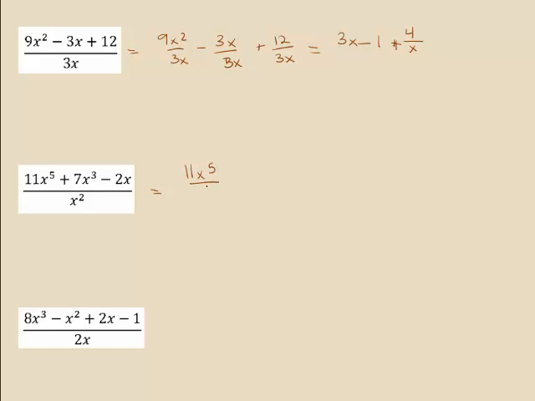Here I have 11x to the fifth over x squared, 7x to the third over x squared, and 2x over x squared. Since there's no coefficient on the x squared, we keep all of the coefficients the same. 5 minus 3 is 2, 5 minus 2 is 3. 3 minus 2 is 1. And then here I have a 1 and a 2. The 2 minus 1, the bottom wins the tug of war, so we have 1 down here and a 2 in the numerator.